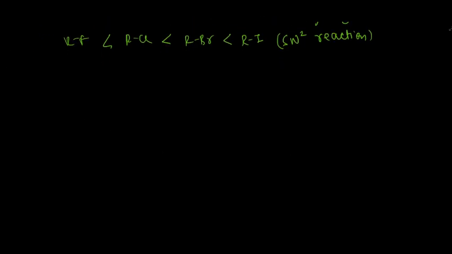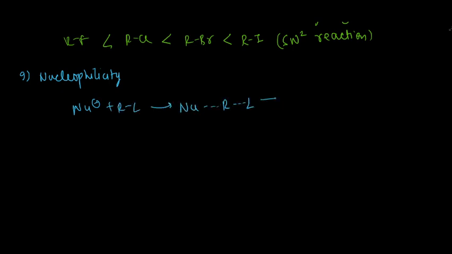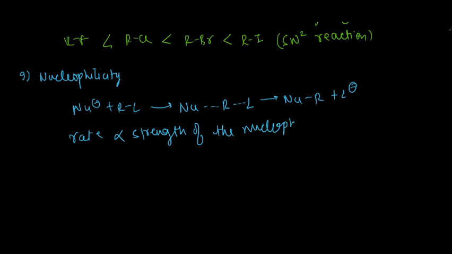Ninth, nucleophilicity. We have seen the nucleophilicity. Nu minus when it reacts with RL will form Nu R plus L negative. So rate is directly proportional to the strength of the nucleophile, unlike the SN1 reaction.